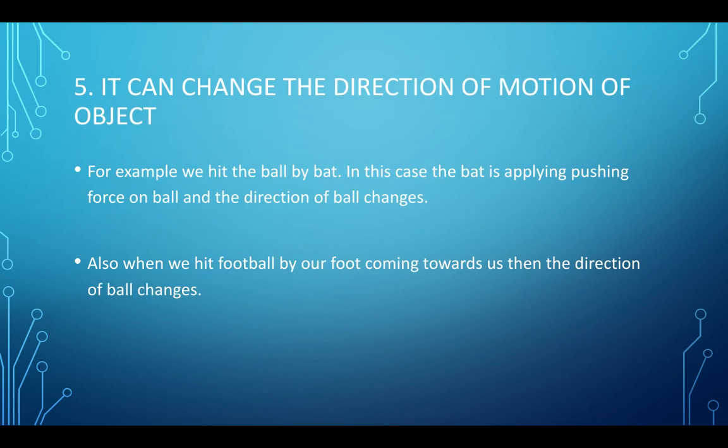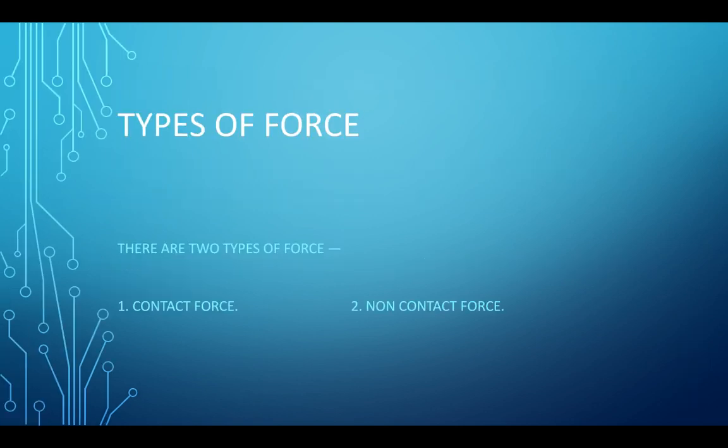And the fifth effect of the force is it can change the direction of the motion of the object. So for example, when we hit the ball with a bat, in this case the ball is coming towards us, but when we hit it with the bat, then the direction gets changed. And same with the football, if the football is coming towards us, then we may kick it and we can change the direction of that. We can also do the same things with different objects, like volleyball, basketball, etc.